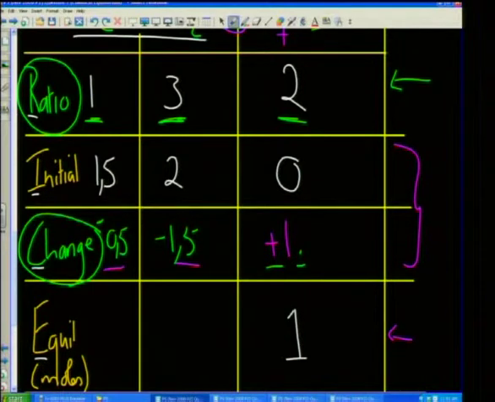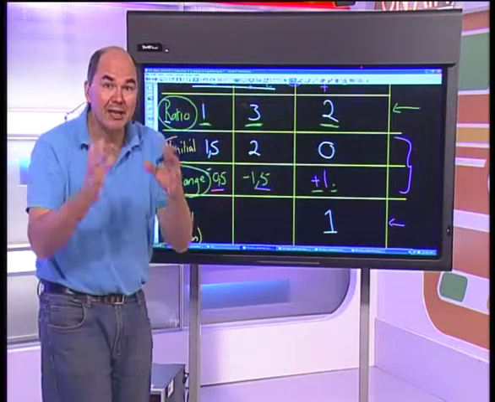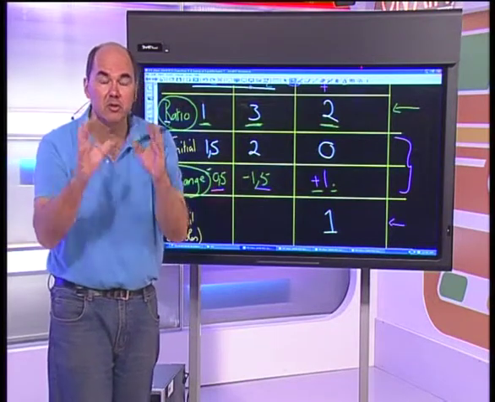Let's multiply this row through by 2. Minus 0.5 by 2 gives us 1. Minus 1.5 by 2 gives us 3. 1 by 2 gives us 2. It's in the same ratio. You can check it. Make sure you got the ratio sorted.